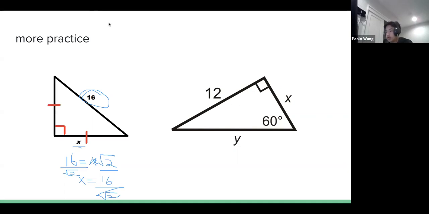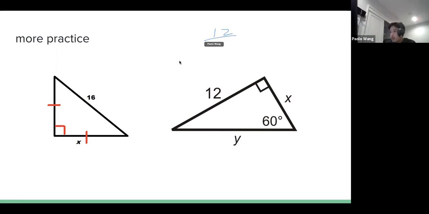Yeah, sure. For the second one, you know that it's a 30-60-90 triangle. So from that you know that the sides are x, 2x, and x root 3. The hypotenuse is equal to 2x, and 12 is currently equal to x root 3. So you have to divide 12 by root 3.